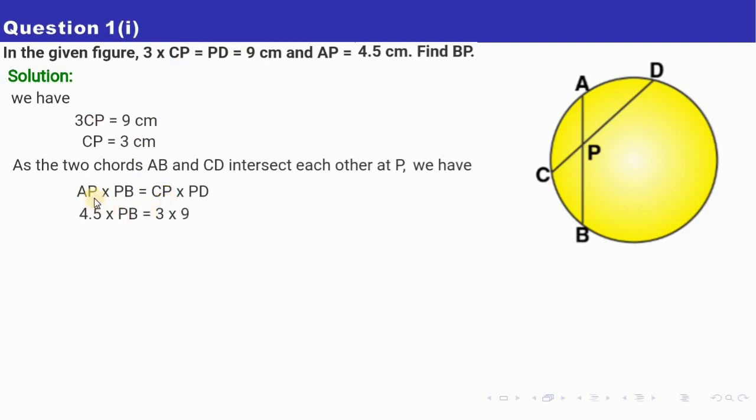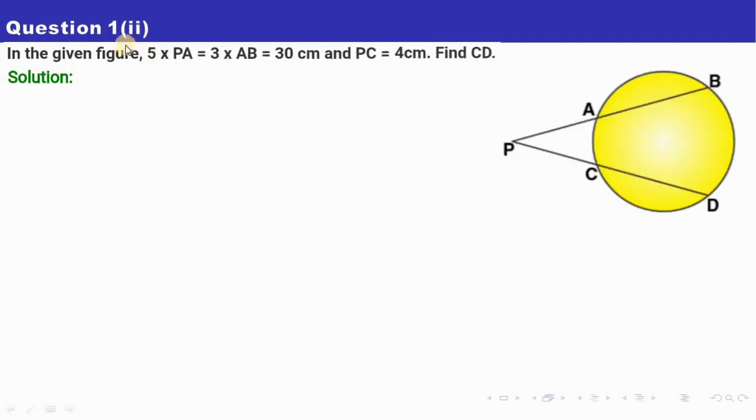So let us put the values. So AP is 4.5, PB we need to find, CP is 3, PD is 9. So from here if you calculate PB, PB turns out to be 6 centimeter. Alright, so you may pause the video to note down. Okay, let's move on to the next question.